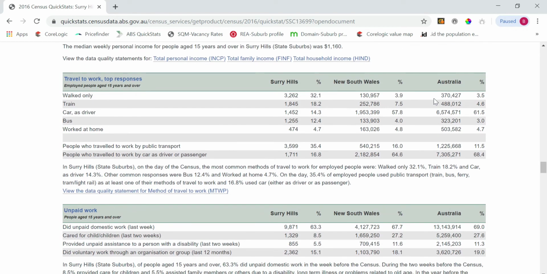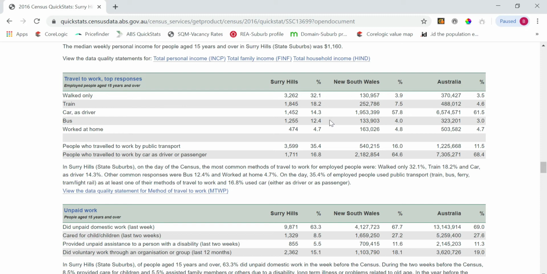Arguably more interesting though, if you're looking at it for an investment property and trying to work out who your tenants might be, is looking at this bit here, which is travel to work, and trying to get an understanding of who's actually living in the area. So if you look at this one, it's not normal to see it this high, but around a third of people who are living there walk to work, right? I mean, it's basically the CBD, so that makes sense to me. Almost a fifth of people take the train, and there's some other public transport stuff in there as well.